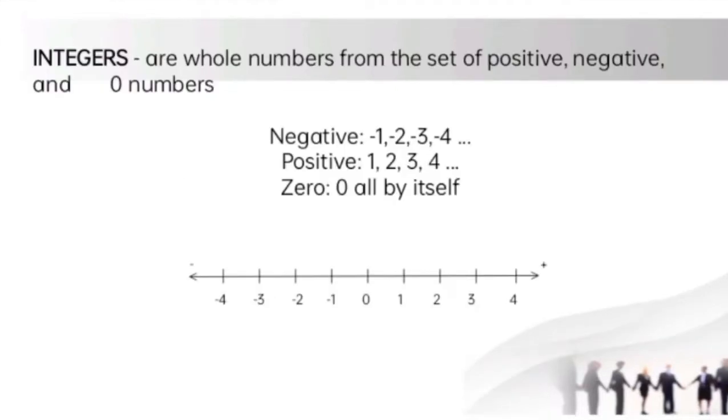So let's proceed. Integers. Integers are whole numbers from the set of positive, negative, and zero numbers. For negative, we have -1, -2, -3, -4, and so on. And for positive, we have 1, 2, 3, 4, and more. And for zero, all by itself.